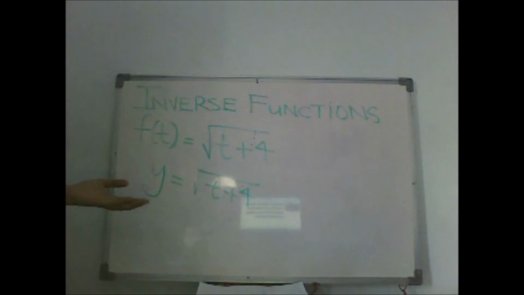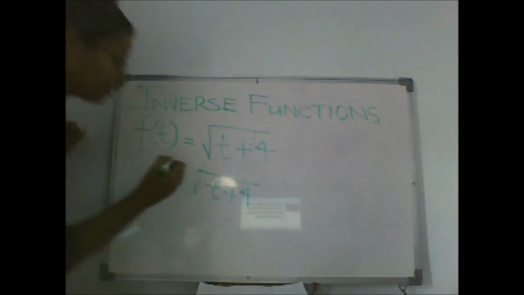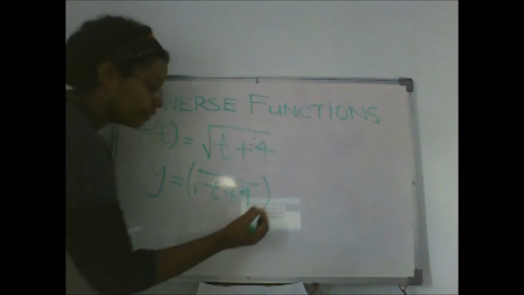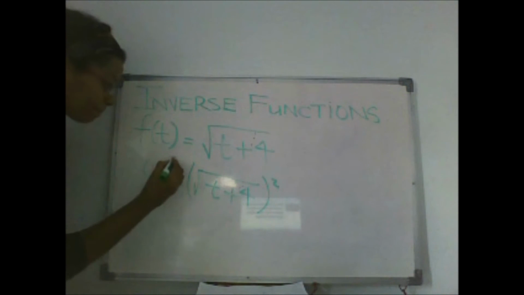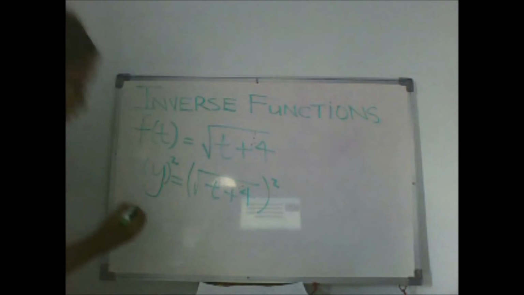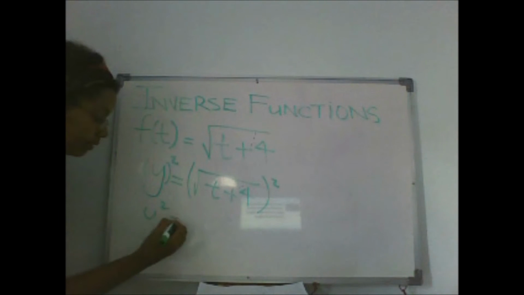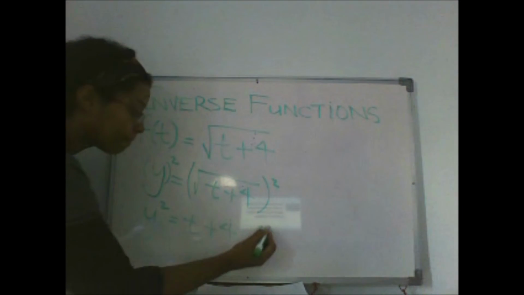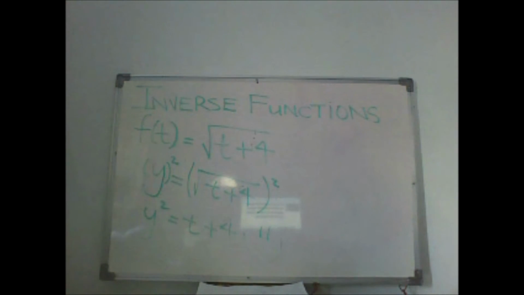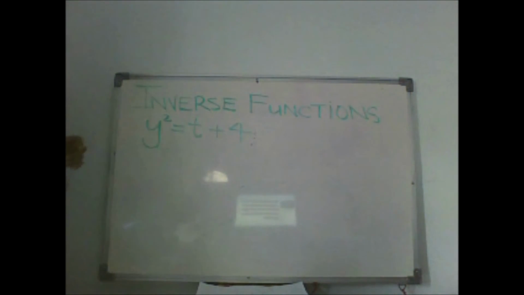So now in this case we're trying to solve for t. So what we're going to do is square this to get rid of the square root. And we know what we do to one side we have to do to the other side. So we have to square y. So we're left with y squared is equal to t plus 4. Okay, so we have y squared is equal to t plus 4. So we solve for t.